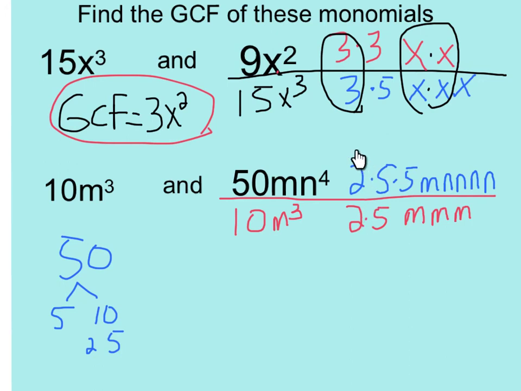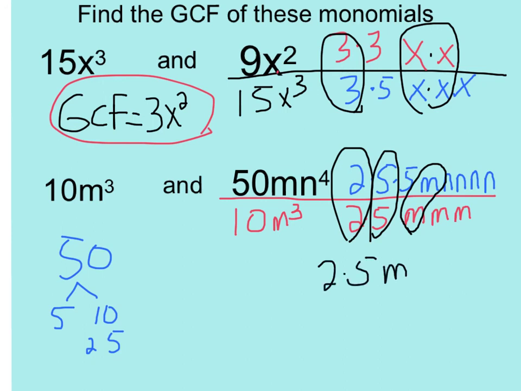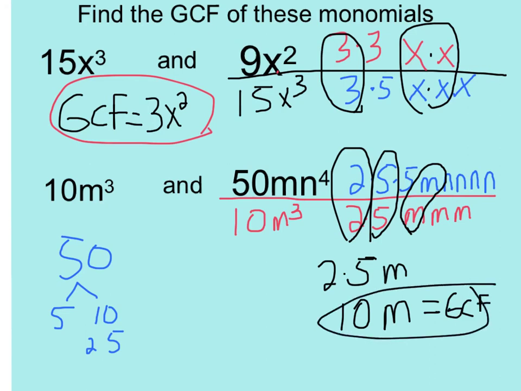Now I'm going to circle what we have in common. We have a 2 in common, we have a 5 in common, and we have 1 m, only 1 in common. So we have a 2, a 5, and an m. Now I'm going to multiply those together to get 10m. That's my greatest common factor. And it means I could divide both of these by 10, and I could take 1 m from each, because they each have 1 m to give.